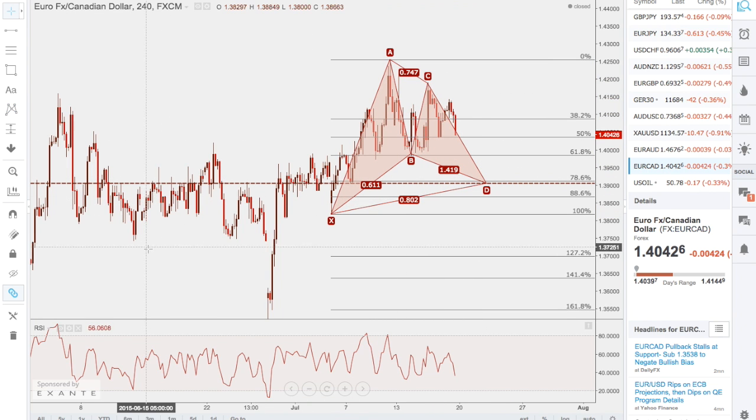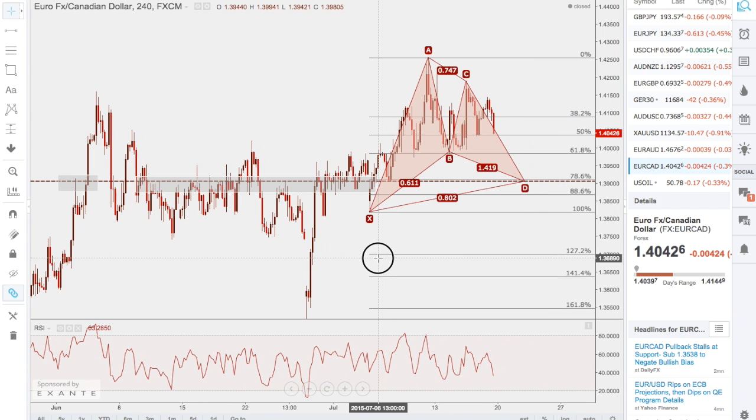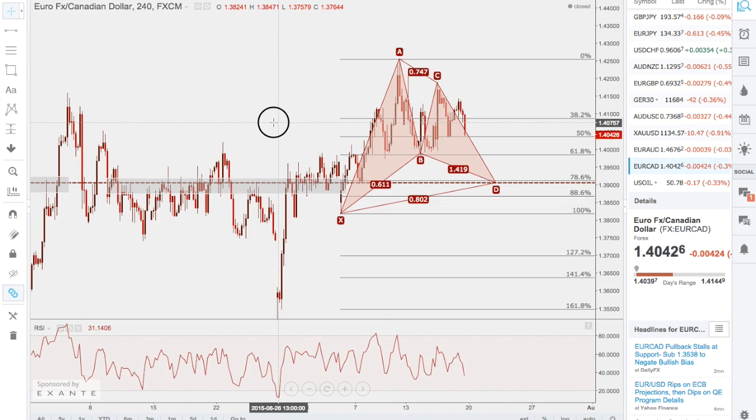Right, and if you look left, what you see is that we have a whole confluence of support and resistance over here as well. Right, so this level indeed, not only the pattern completion, but we have a nice confluence of support and resistance, resistance turned support level.